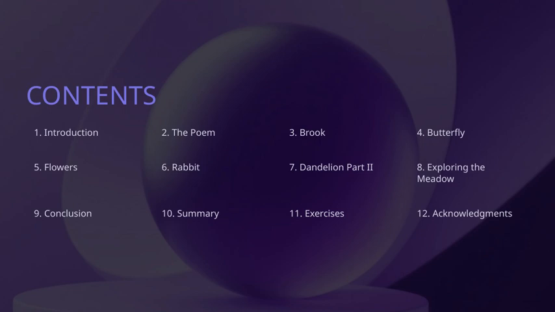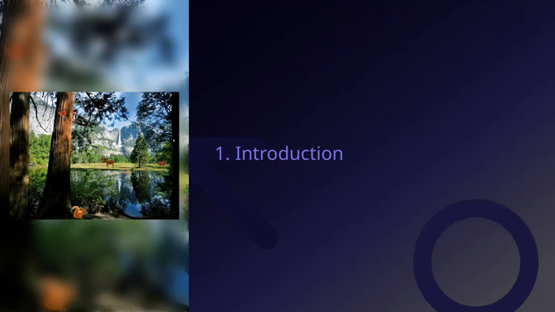Exploring the meadow will help us see the broader landscape and interconnectedness of these elements. We'll wrap up with a conclusion and a summary to reinforce key ideas. Finally, we'll go through some exercises to apply what we've learned and finish with acknowledgments for those who contributed. This structure is designed to guide us through a rich, interconnected exploration of nature and poetry, emphasizing themes of growth, change, and harmony. Welcome to this part of the presentation where we focus on the introduction.